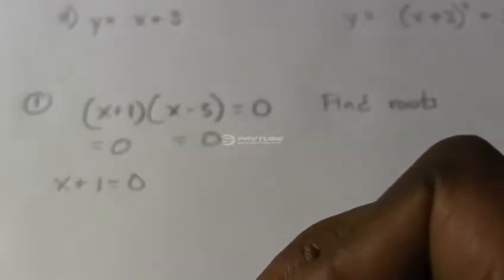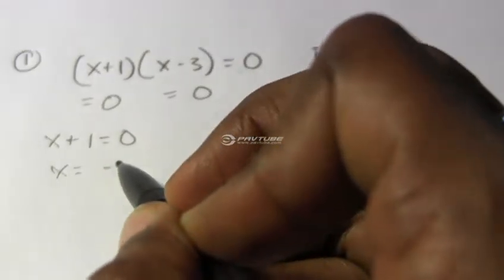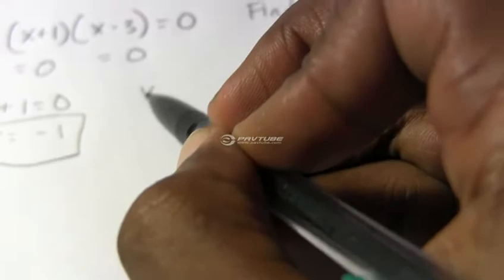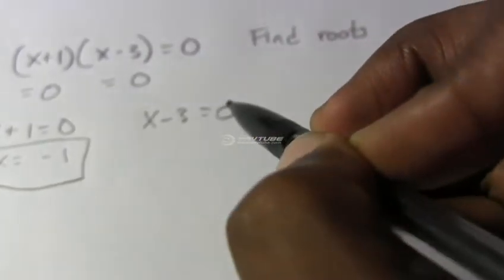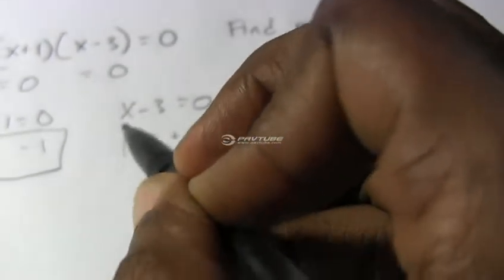x plus 1 is equal to 0, which is pretty easy to solve. x is equal to negative 1. And then same thing here, x minus 3 is equal to 0. x is equal to positive 3.